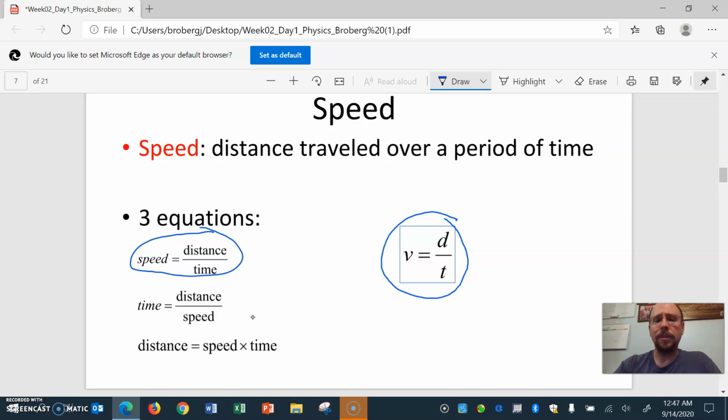And again, most of it's pretty common sense, like the letters are abbreviations: D stands for distance, and T stands for time, and V actually stands for speed. But why a V? It's because it stands for another word that's closely associated with speed, and that's velocity. So for what we deal with in class, speed and velocity are kind of the same thing.